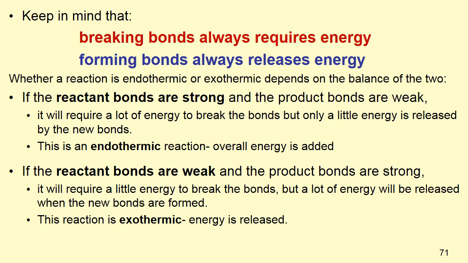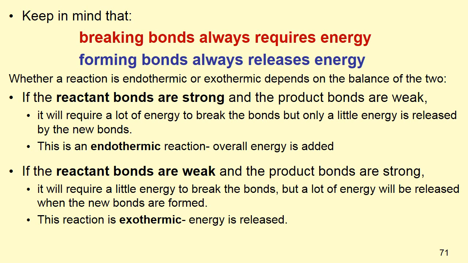So let's say the reactant bonds are really strong. You have to put a lot of energy in to break them. And then the product bonds are weak, and so when the new bonds are formed, they only release a little bit of energy, so you don't get very much back. You have to put a lot in, and you don't get very much back out. This is an endothermic reaction, so overall, you had to put more energy in than you got out.